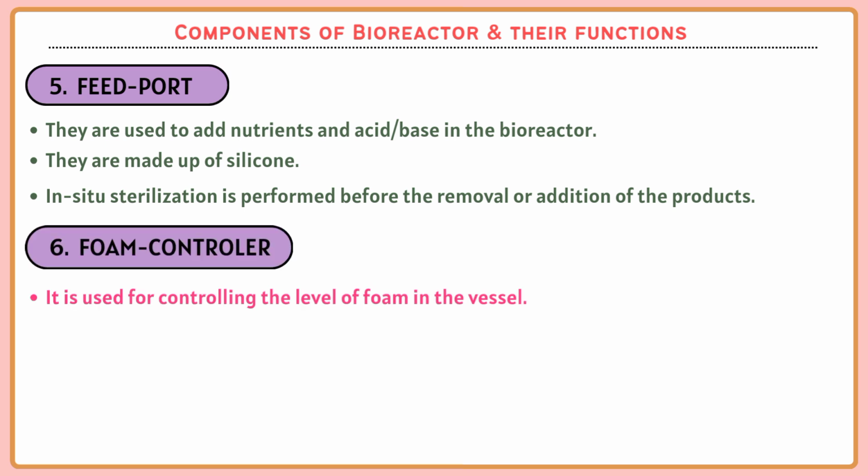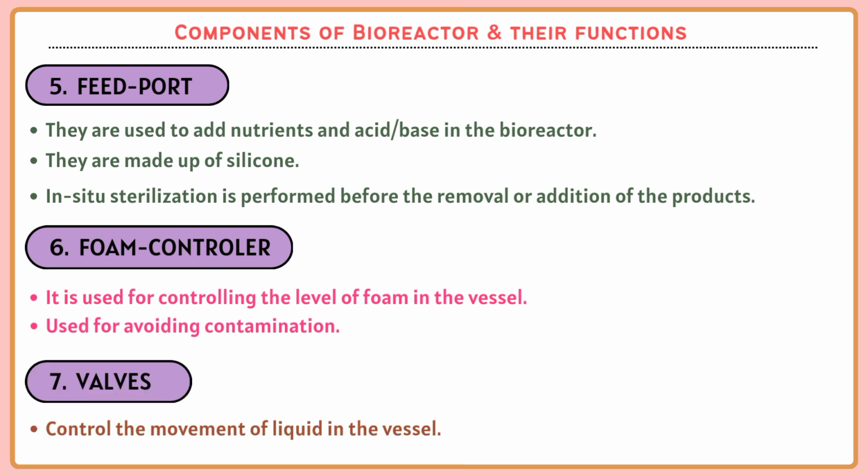Sixth, the foam controller. It is used for controlling the level of foam in the vessel and for avoiding contamination. For avoiding foam formation, we generally use anti-foaming agents in the bioreactor. Seventh, valves. They control the movement of liquid in the vessel, and a safety valve is built into the bioreactor so it can maintain the pressure inside the container.